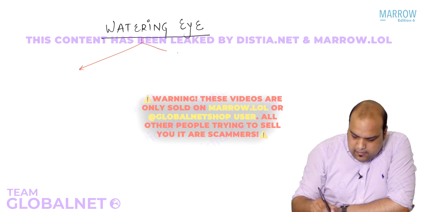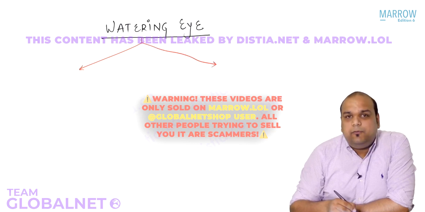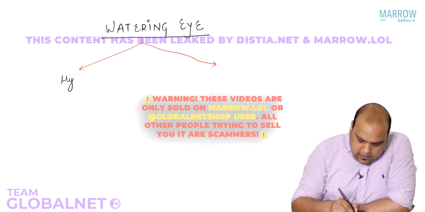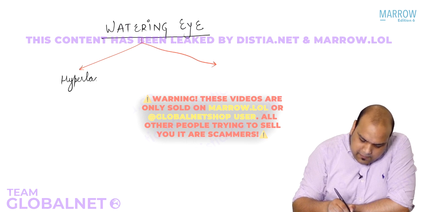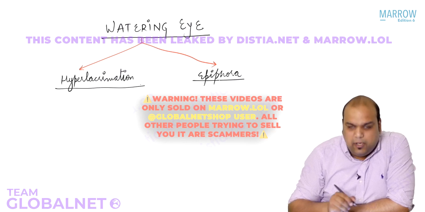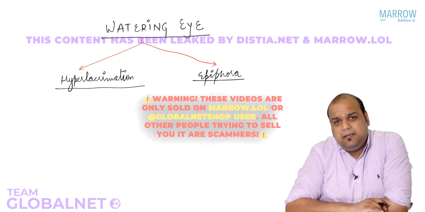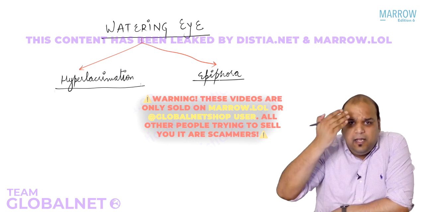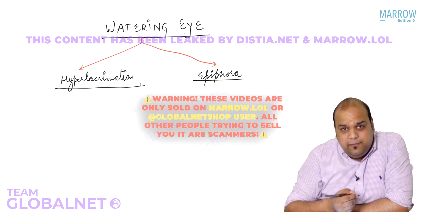Now, watering of the eye can be said to have two terminologies. Some places you will see written hyperlacrimation, and you will also see another word associated with watering eye, that is epiphora. So are hyperlacrimation and epiphora the same thing? Yes, in both the cases we are saying that the eye is watering out. But what is the difference?